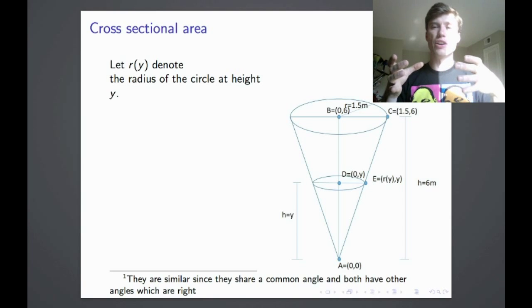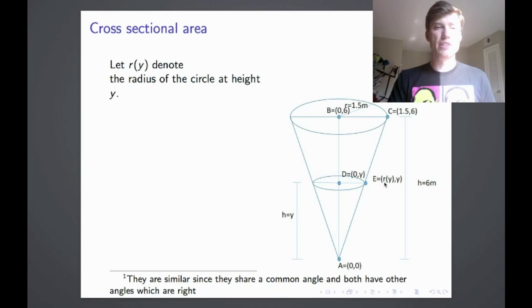The area of a circle is given by the formula pi r squared, so it's enough to identify the radius as a function of y. That is, can we find this distance? The distance from d of y to e of y is exactly this radius as a function of y.